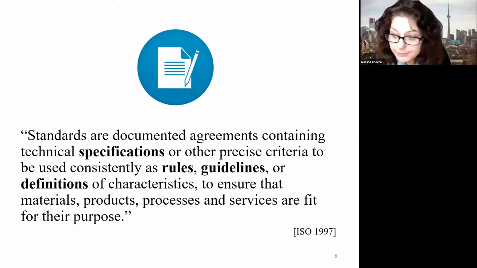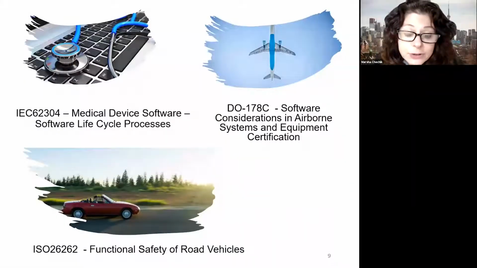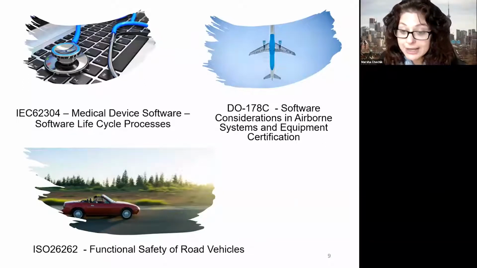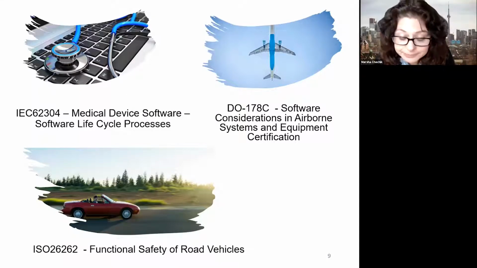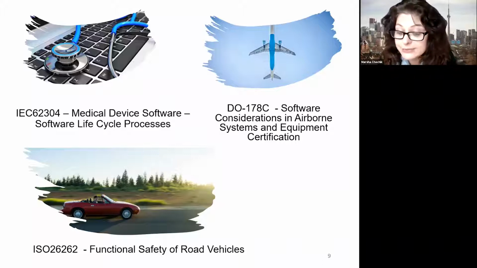So here are some examples of these things. One is for medical device software that defines the software lifecycle processes. Another one is for software considerations in airborne systems and equipment certifications, absolutely a de facto standard these days for all new aircraft. And the one that I'm going to mention a little bit more is ISO 26262, which is the functional safety of road vehicles.